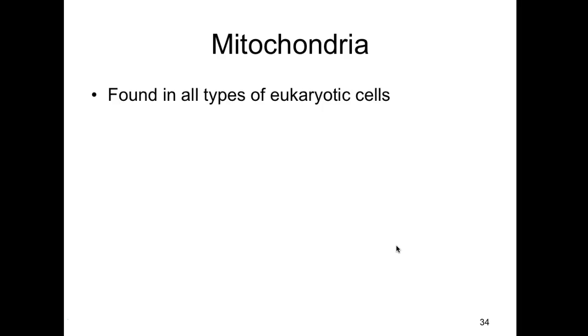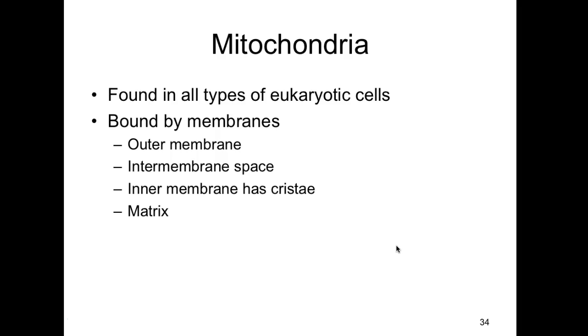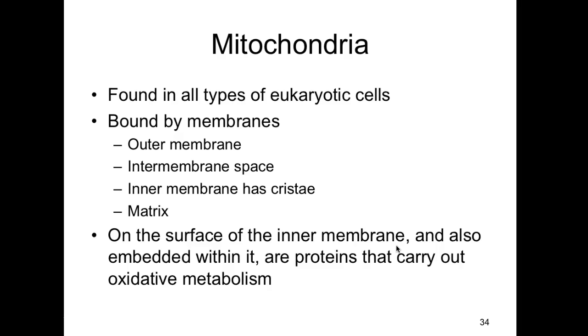Mitochondria are found in all types of eukaryotic cells. They are bound by membranes, an outer membrane and then an inner membrane, and the inner membrane is folded to form cristae. Between the outer and inner membrane, there's an intermembrane space, and then of course inside the inner membrane, the bulk volume would be the mitochondrial matrix. On the surface of the inner membrane, there are proteins that are going to help carry out oxidative metabolism. There are a lot of enzymes that are going to play a role in aerobic respiration.